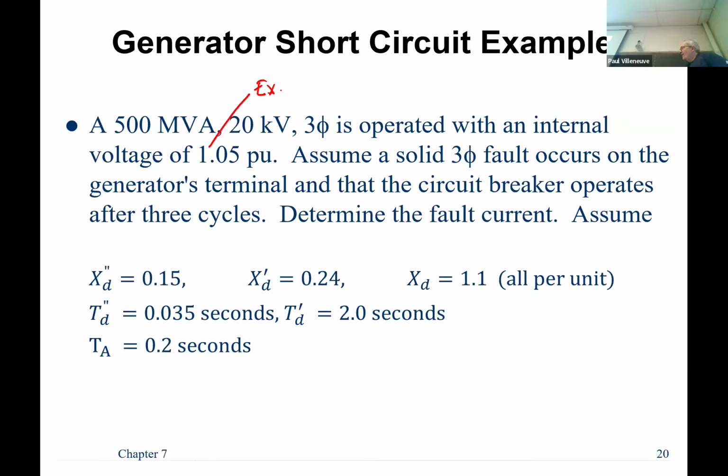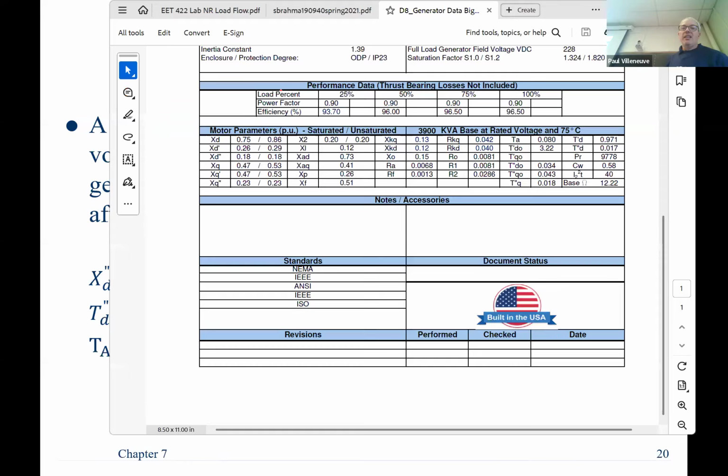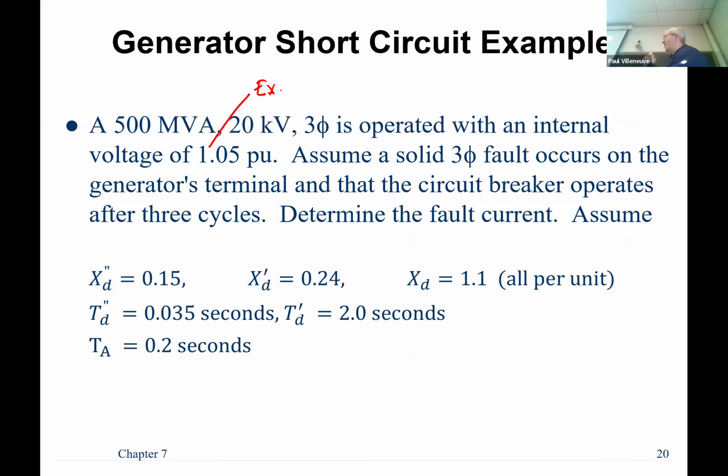So I've given you the subtransient, transient, and steady state impedances all in per unit, just like we did here, right? Steady state, transient, and subtransient impedances all there. And this one, I don't even bother showing you saturated or unsaturated. We won't spend too much time talking about that. That has to just do with the non-linearity of electric machines. But we do have saturated and unsaturated values.